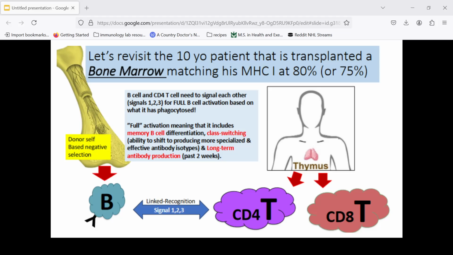Our adaptive cells are trained though where? Our bone marrow for the B cells and our thymus for the T cells. So do our B cells know our recipient or our donor? They know our recipient still. Who do our T cells know? They know the donor.